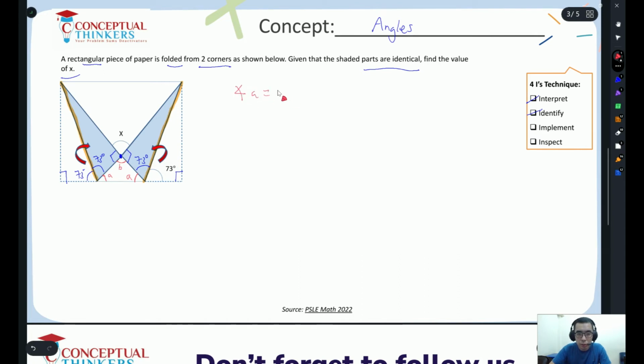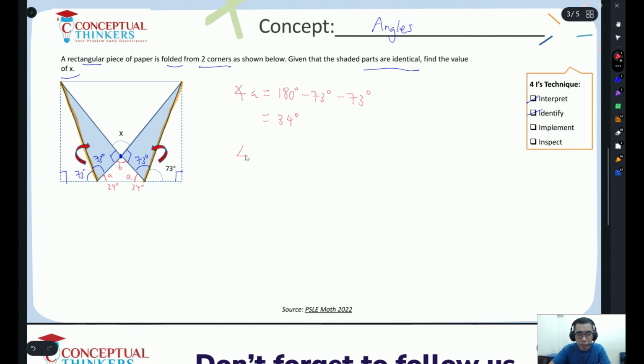Angle A will use the sum of angles on a straight line. So I can use 180 degrees minus 73 degrees minus 73 degrees. This will give me 34 degrees. So this is 34 degrees and this is 34 degrees.